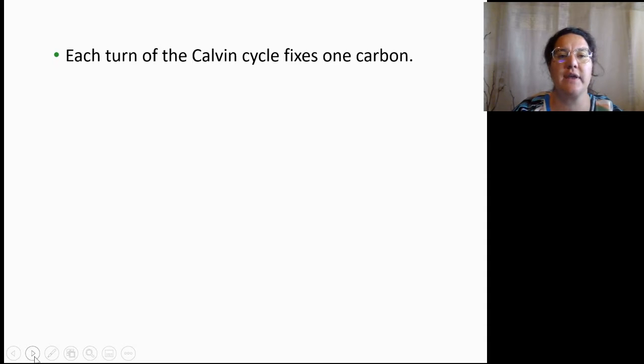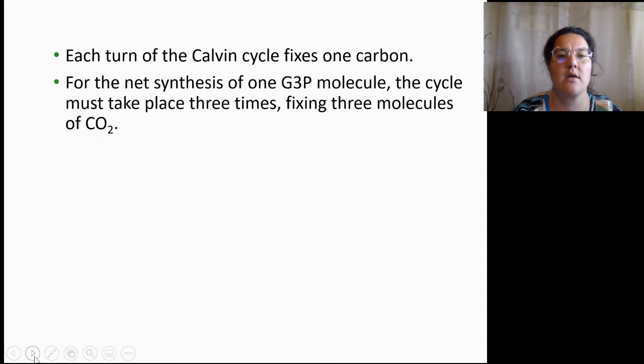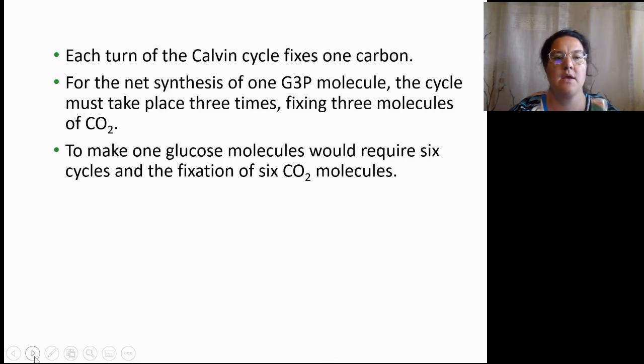Each turn of the Calvin cycle fixes one carbon molecule. So for each synthesis of a G3P molecule, the cycle must take place 3 times, fixing 3 molecules of carbon dioxide. So to make one glucose, which is C6H12O6, the Calvin-Benson cycle would need 6 cycles and 2 G3P molecules, fixing 6 molecules of carbon dioxide.